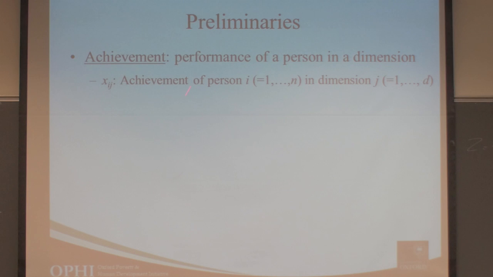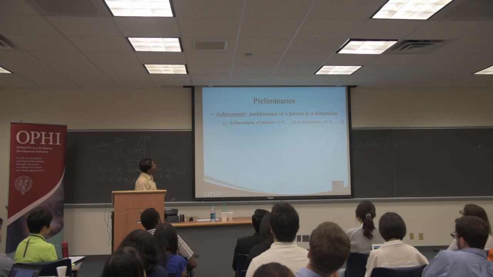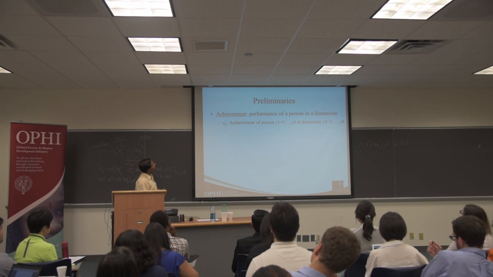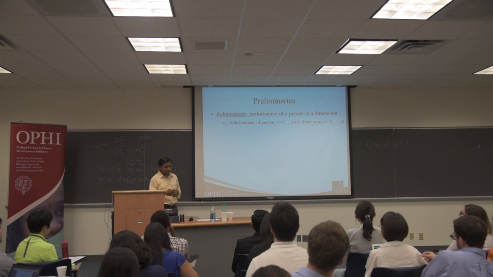Achievements. We refer to the performance of a person in a dimension as achievement and denote it by x with subscripts i and j, where i stands for the person, which can range from 1 to n, and j stands for the dimension, which ranges from 1 to d. So x_ij is the achievement of person i in dimension j.